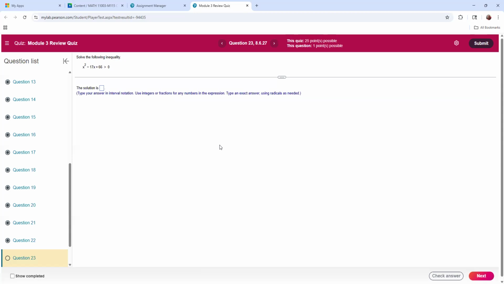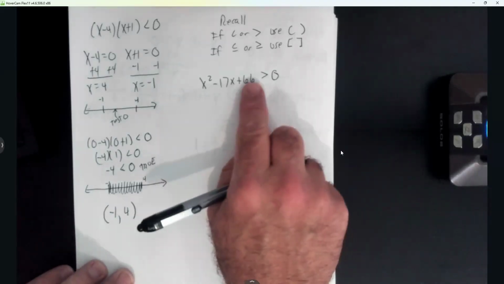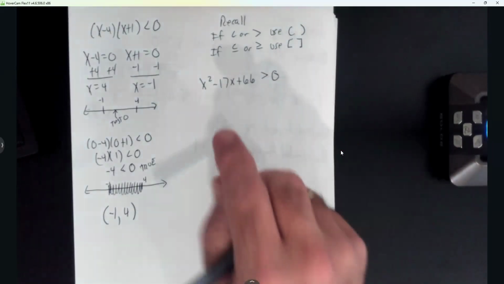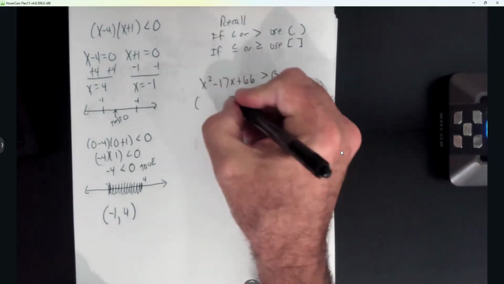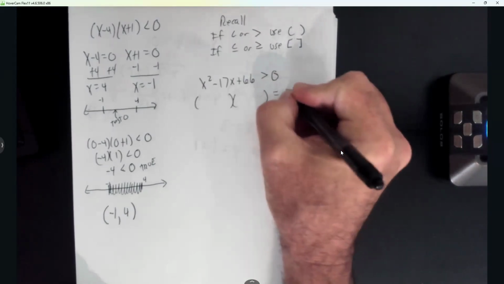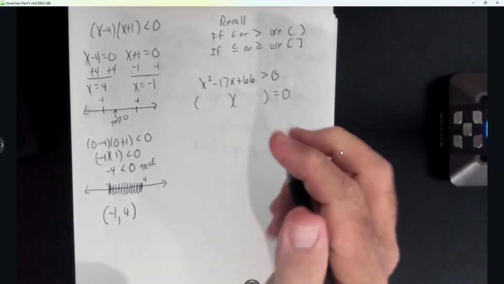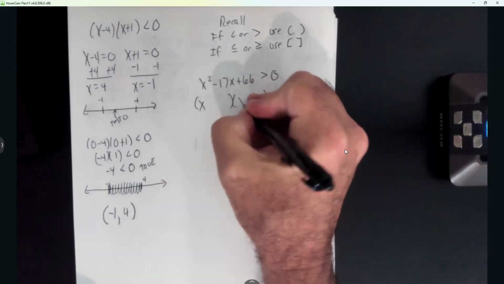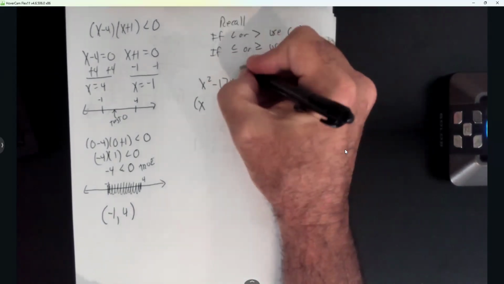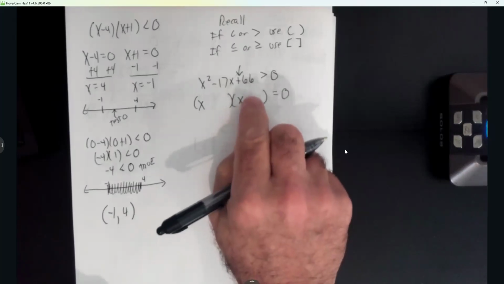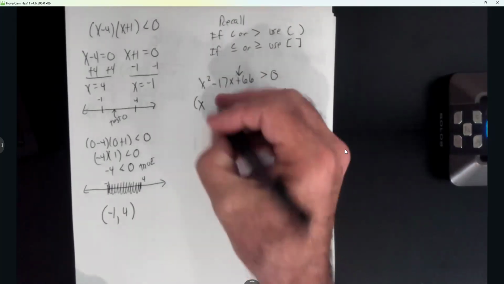All right, y'all, this one has x squared minus 17x plus 66 greater than 0. So for me, I'm going to solve it by factoring. And when I solve them, I always set them equal to 0 to get my numbers. So x squared is an x and an x. The last number is positive. So since the last number is positive, both of these factors will be negative like the middle number.